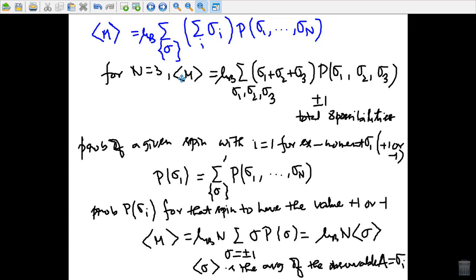So to this, we define the probability for a given spin, with i equal to 3 for example, to have the moment sigma 1 either plus 1 or minus 1, P(sigma 1), equal to, in the primed system, this primed summation denotes that we are summing over microscopic states with fixed sigma 1, or in other words we are summing over all possible values of sigma 2 to sigma n. Therefore P is a function of sigma 1 to sigma n.